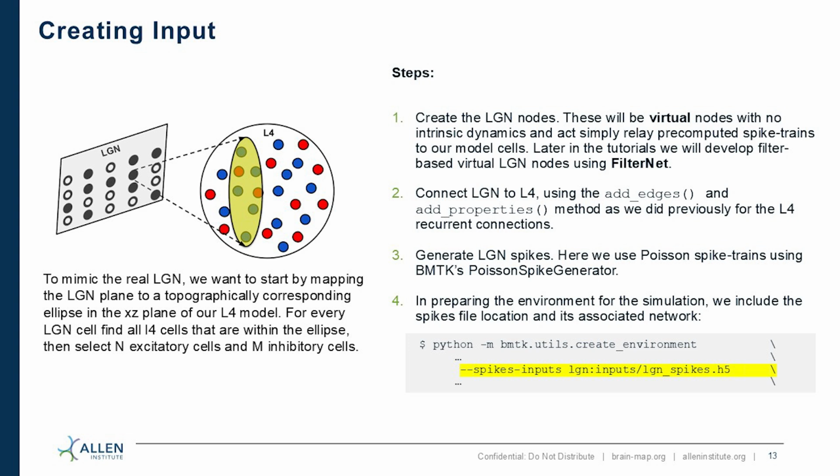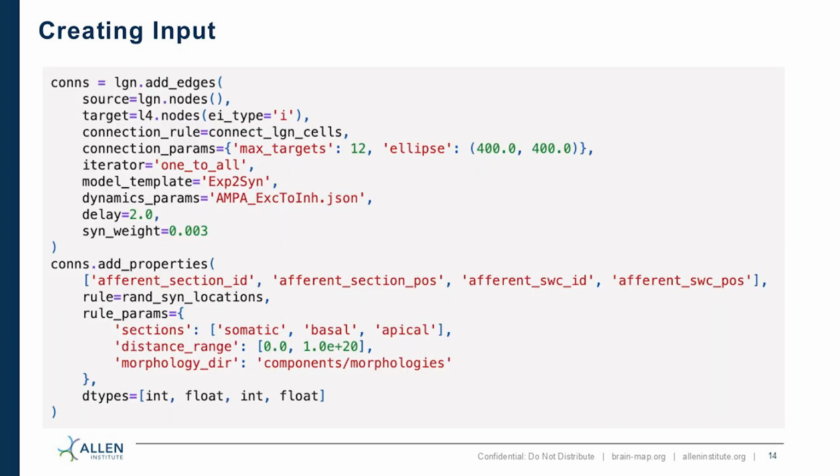We connect these up as I described. We're going to create spikes for LGN, and this is going to be the drive to our network. And then we're going to simulate the system. Let's just quickly take a look through the code defining these connections.